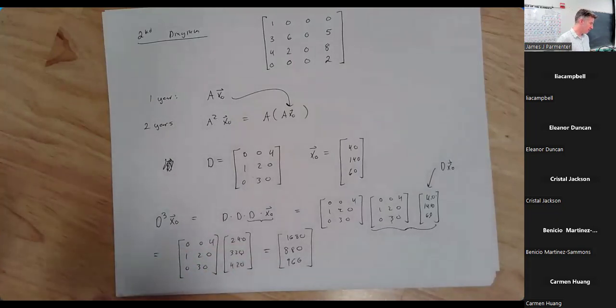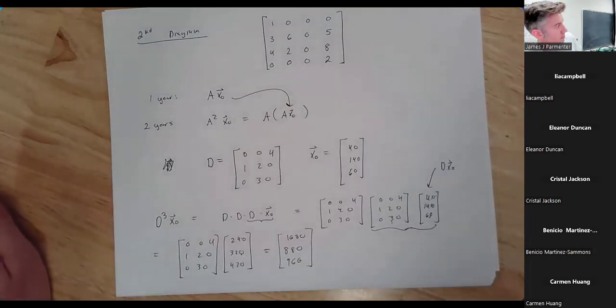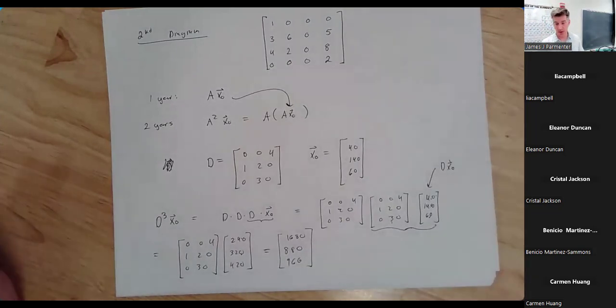I have a question. Yeah, go ahead. Did we just assign D to this matrix? Yeah, I just called it D. And that's something people do a lot with matrices: I have a matrix, I'm going to call it whatever I want, usually with a capital letter.